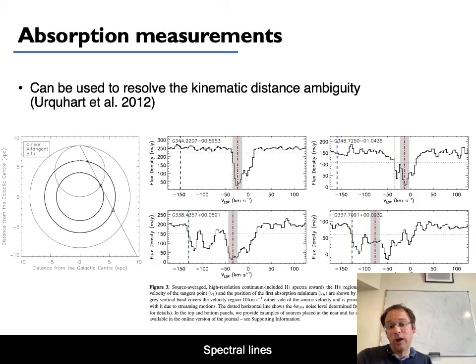But if the absorption is only seen at velocities less than the velocity of the object that we're looking at, then it means that the object has to be on the near side of the tangent point, and so it has to be nearer to us. And so that piece of information, the hydrogen absorption, tells us what the distance is. It resolves the kinematic distance ambiguity.